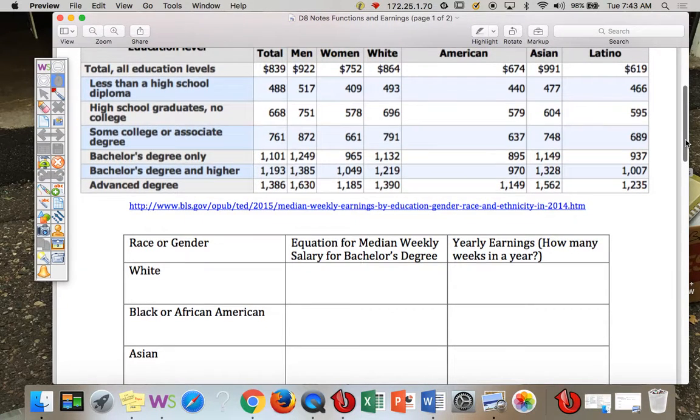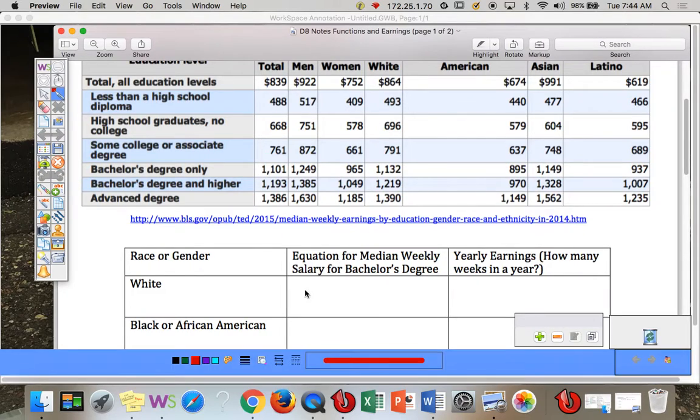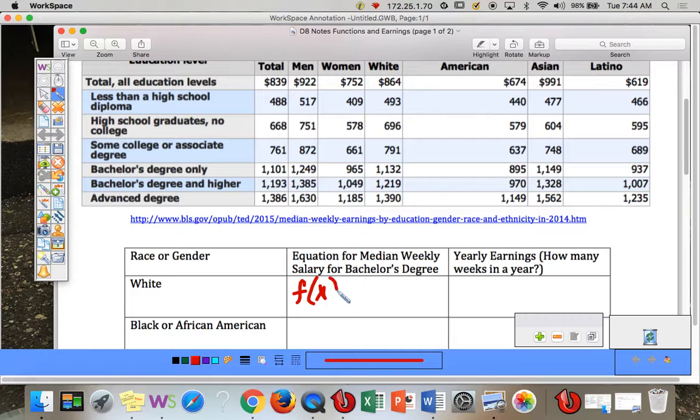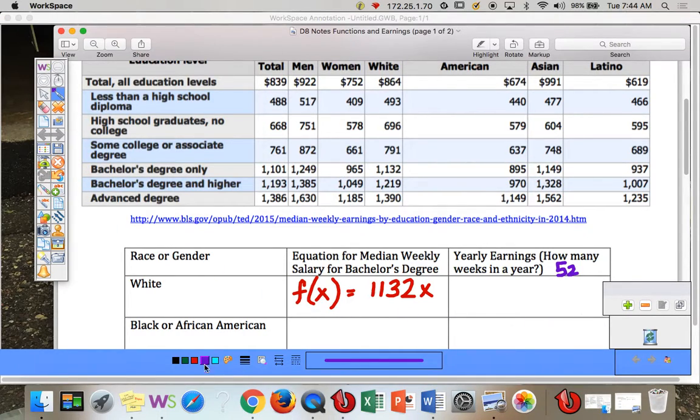So let's write that as a function. We're going to say f of x equals 1,132x, where x is the number of weeks. Weekly earnings, how many weeks are in a year? Well, there's 52 weeks in a year. And so if we want to figure out the yearly earnings of someone with a bachelor's degree, the median, this would be f of 52. And that's function notation, and all it means is every time we see an x, we plug in a 52.